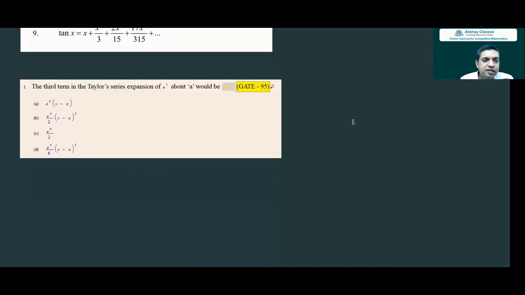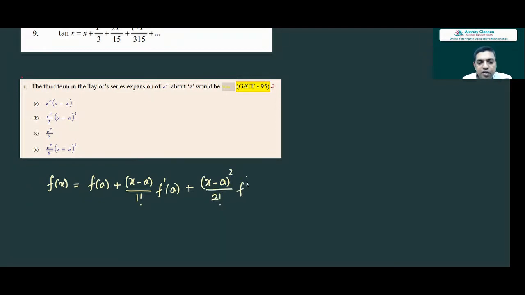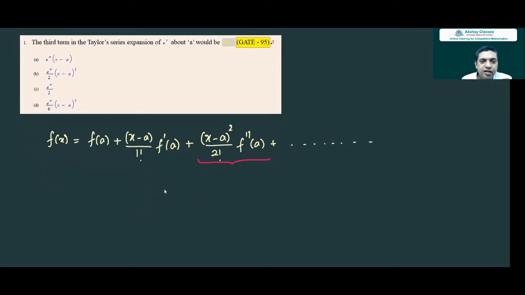So the third term in the Taylor series expansion of e power x about x equal to a. So let us write the Taylor series expansion. F of x is equal to f of a plus x minus a by 1 factorial into f dash a. This is the second term. The third term is x minus a the whole square by 2 factorial into f double dash a, and so on. So this is the third term that is being asked for.